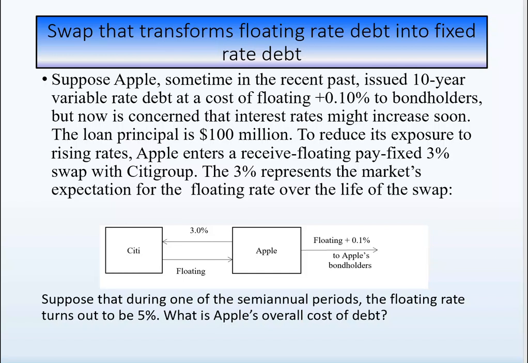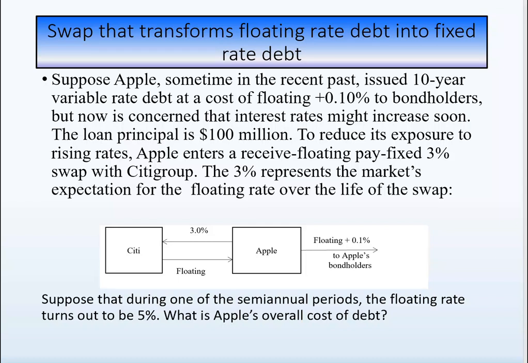The loan principal is $100 million. To reduce its exposure to rising interest rates, Apple enters into a receive floating, pay fixed at 3% swap with Citigroup. The 3% represents the market's expectations for the floating rate over the life of the swap.